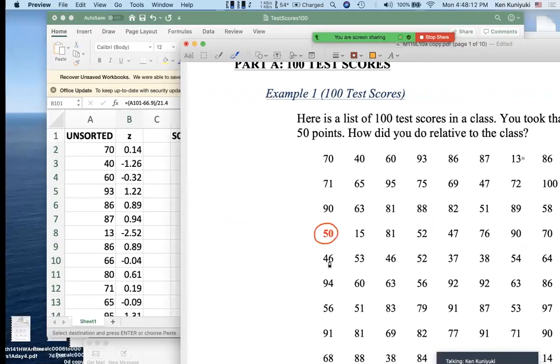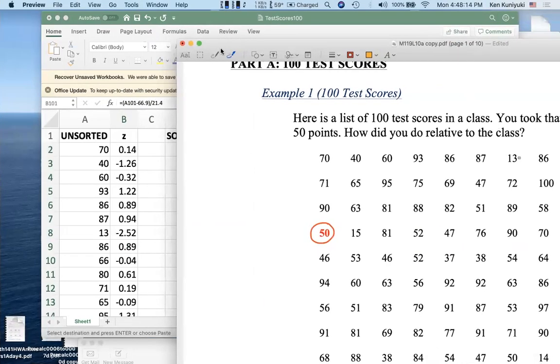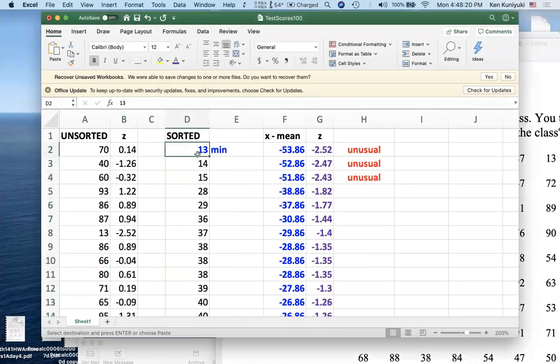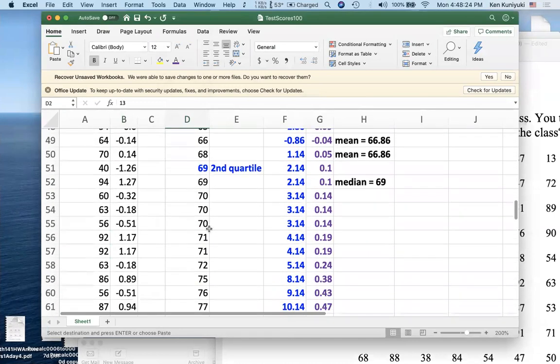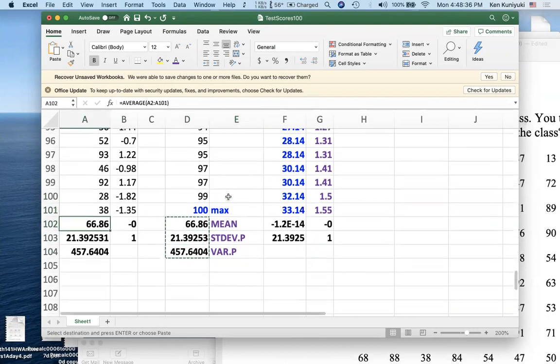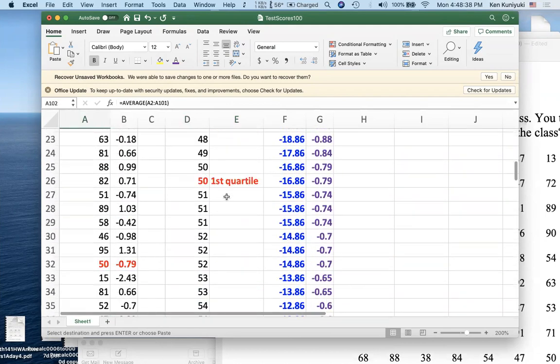By the way, in the Excel spreadsheet, I had Excel sort these exam scores. This might be more meaningful to you. You'll see that 13 was the lowest score on the exam scored by a student. That was the min. And there was a student who scored 100, the max. And of course, when I sort the data, that does not change the mean, the standard deviation, or the variance relative to the original data set. I'm just reordering the values.